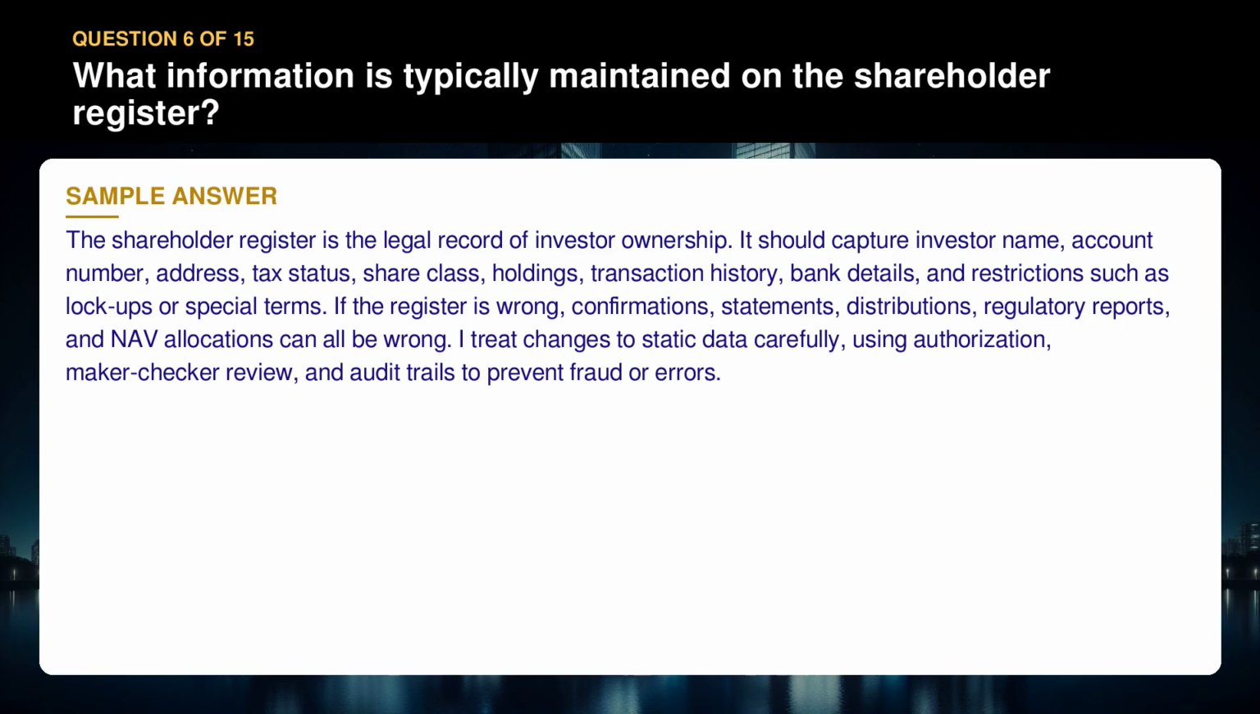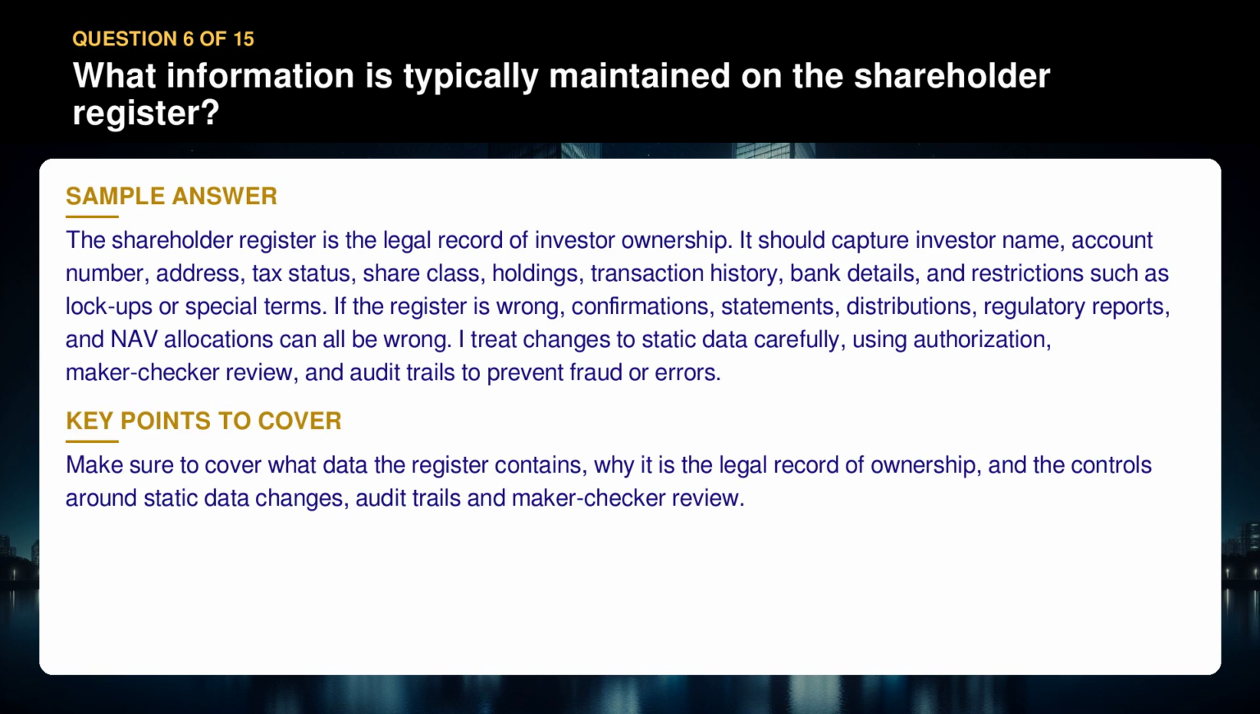If the register is wrong, confirmations, statements, distributions, regulatory reports, and NAV allocations can all be wrong. I treat changes to static data carefully, using authorization, maker-checker review, and audit trails to prevent fraud or errors. Make sure to cover what data the register contains, why it is the legal record of ownership, and the controls around static data changes, audit trails, and maker-checker review.